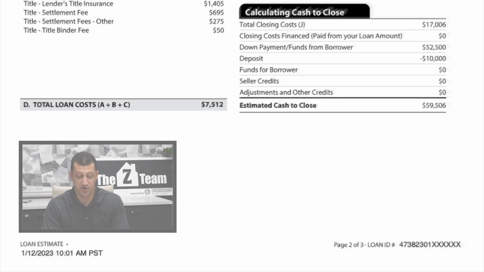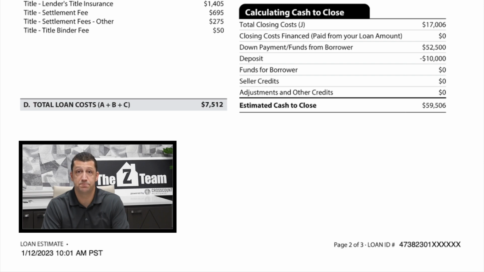I'd highly encourage you get a fee sheet from the attorney or title company selected and compare that with the loan estimate. Paragraph D, as you can see, just combines paragraph A, B, and C together and gives you the total cost of those 3 columns.